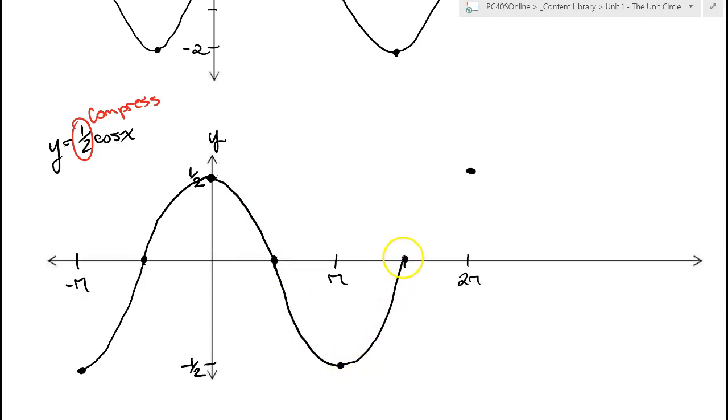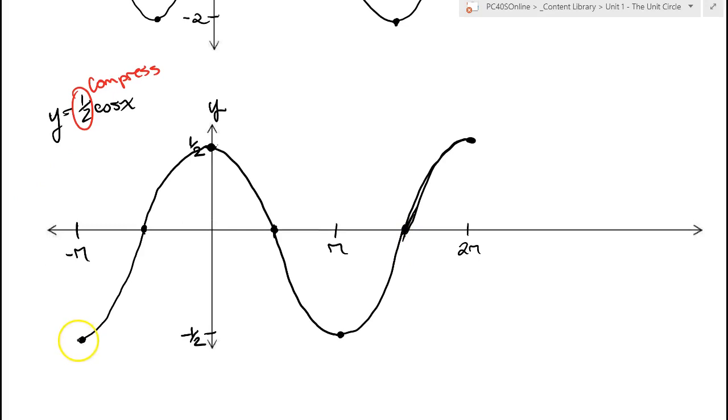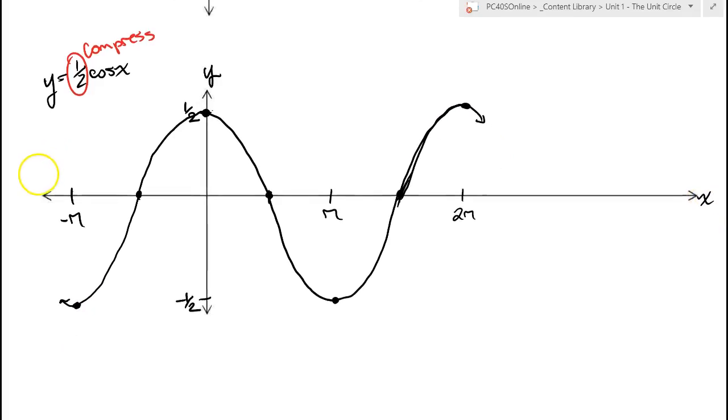So we have a lot of examples like this. Like that one. There we go. And again, I would throw my arrows on the ends to acknowledge that I don't have a restricted domain or range, technically.